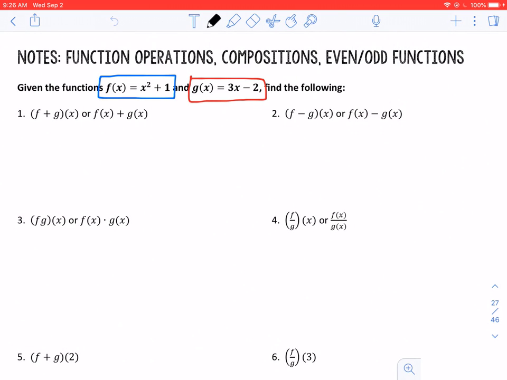All right. So in these videos we're going to be looking at function operations, function compositions, and then later we'll look at how to determine if a function is even or odd. For now, let's begin with function operations.